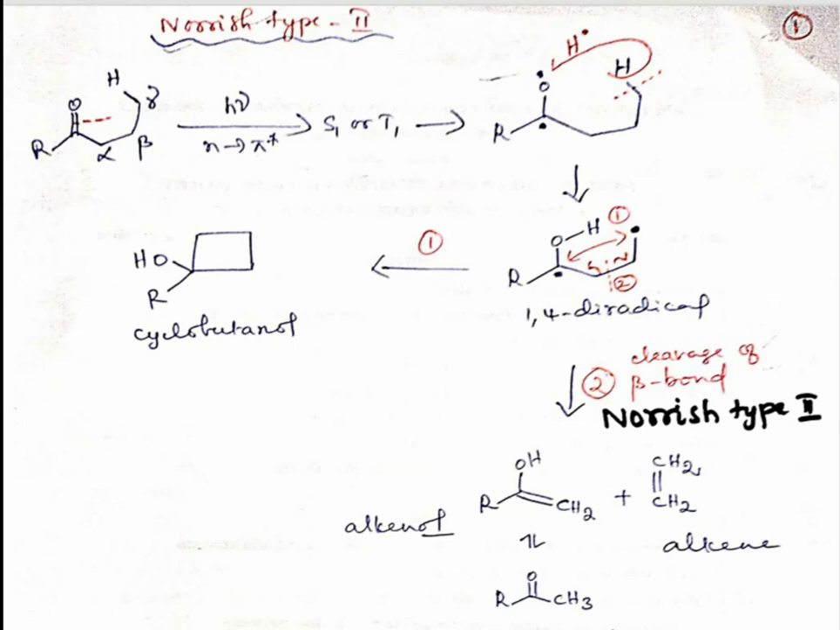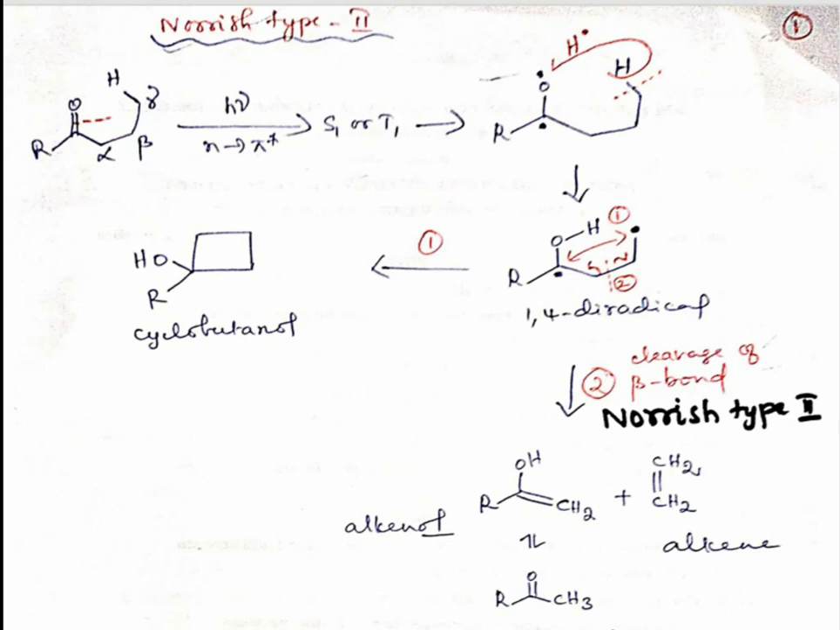This 1,4 biradical will form product in two pathways, pathway 1 and pathway 2. In pathway 1, ring closure will occur and there will be a formation of cyclobutanol. In pathway 2, there will be a cleavage of beta bond and a formation of alkenol and alkene. This step, in which the 1,4 biradical undergoes cleavage of beta bond to form alkenol and alkene, is called Norrish Type II reaction.